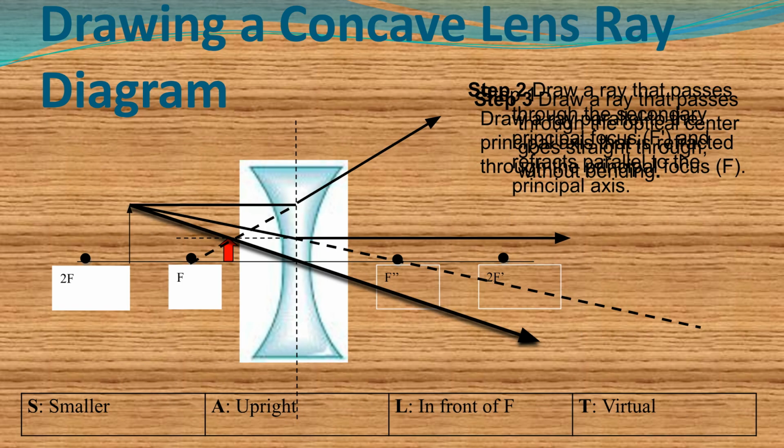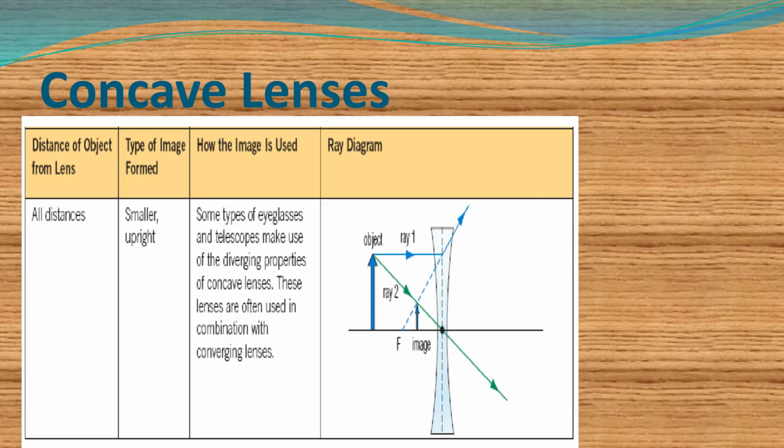This diagram shows the three primary rays used to locate the image for a concave lens. The image formed is smaller, upright, located in front of F, and virtual. Concave lenses produce images that are always smaller and upright, regardless of object distance. Their diverging properties are used in items like eyeglasses and telescopes, often combined with converging lenses.